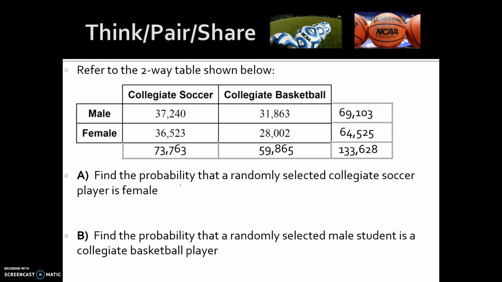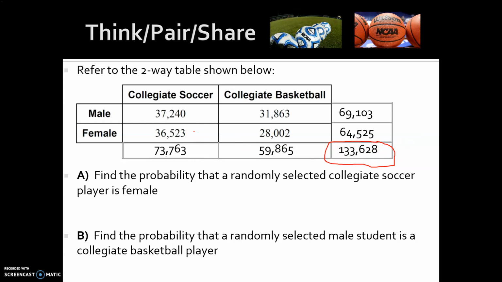All right, so here, first thing we want to do is add horizontally, then we'll add vertically, and then we'll make sure that this number matches the vertical sum here and the horizontal sum. It should be the same for both. And it is 133,628. Hopefully that's what you got.